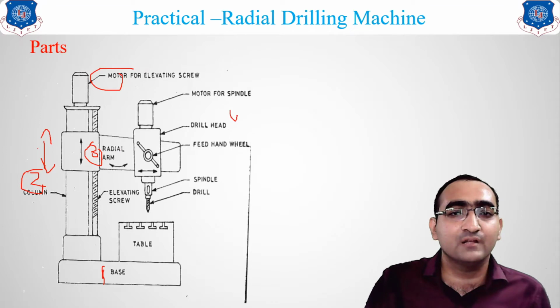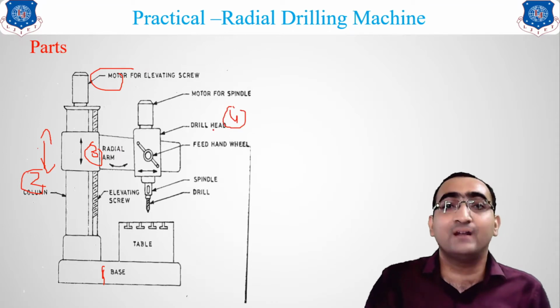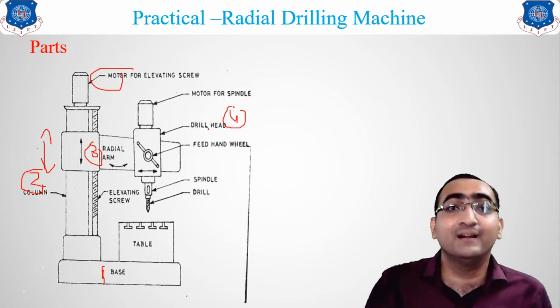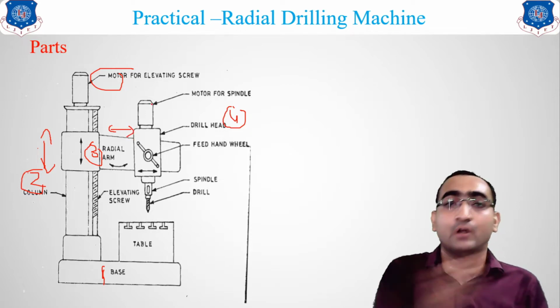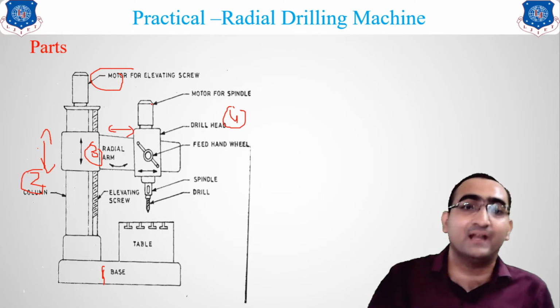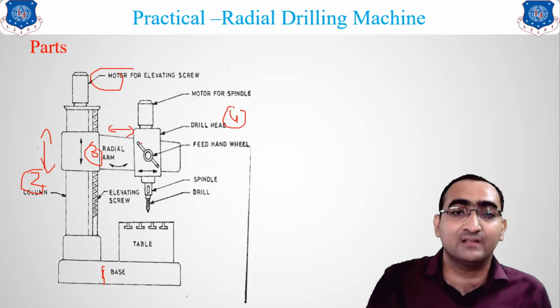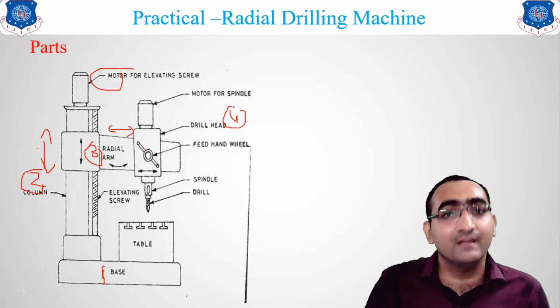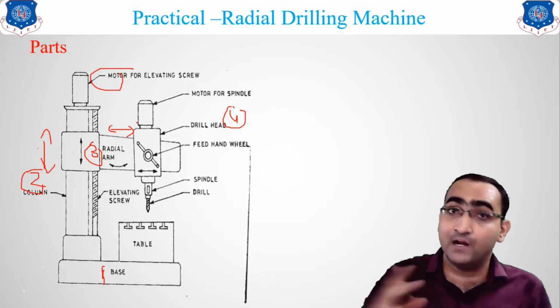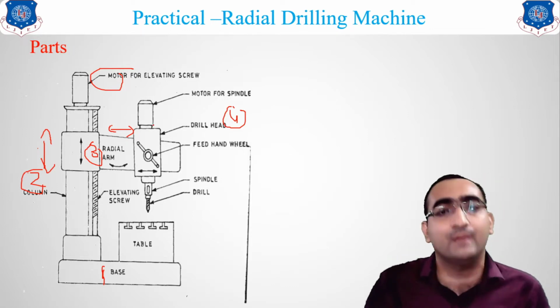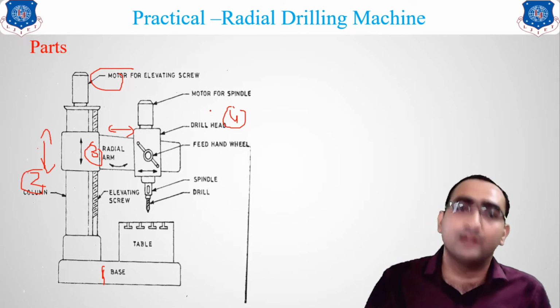The fourth one is the drill head. What is the use of this drill head? The drill head can move on the radial arm. We can adjust it in the horizontal direction with the help of the lever or the hand rotating wheel. So the second movement on the drilling machine can be given with the help of this drill head.